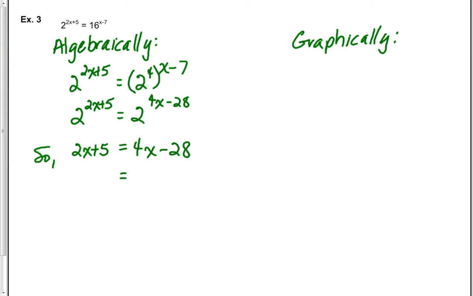We need to solve, get all the x's on one side, the numbers on the other. So I'm going to add 28 to both sides. 33 = 2x. Divide both sides by 2. Now we'll get 16.5. Let's solve this graphically now.